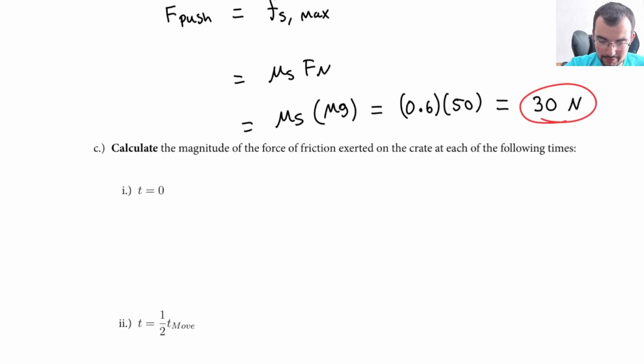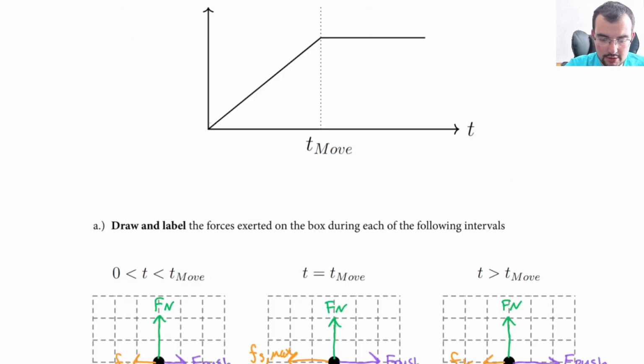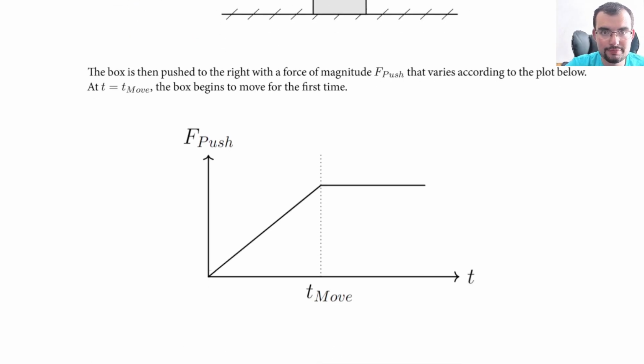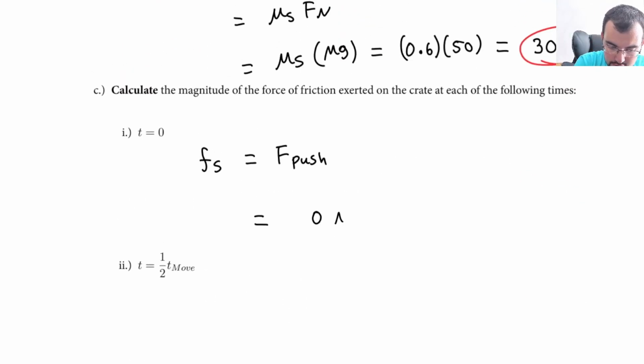What is the frictional force exerted on the crate at each of the following times? Well, at t equals 0, we know that before the crate starts to move, the push is just balanced by static friction. And at t equals 0, I have not started to push yet, so static friction has nothing to fight. So 0. Static friction does not care because I'm not pushing.